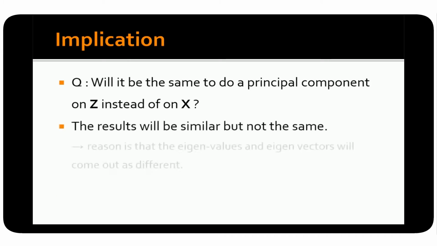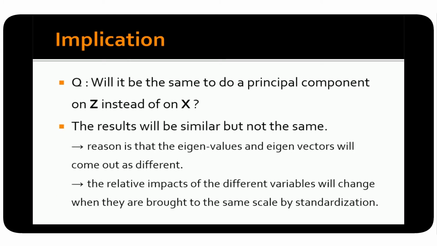Would it be the same as doing the principal component analysis on the original variables? The answer is that they would be similar, but not exactly the same, because the eigenvalues and eigenvectors in this case would come out to be slightly different. This is primarily because the original variables have a certain ordering, in the sense that they have different weightage. A variable may be large, another variable may be small, etc. But once you standardize them, these advantages or disadvantages are neutralized and they have a different type of impact overall. So that is why the results would be somewhat different in this case.